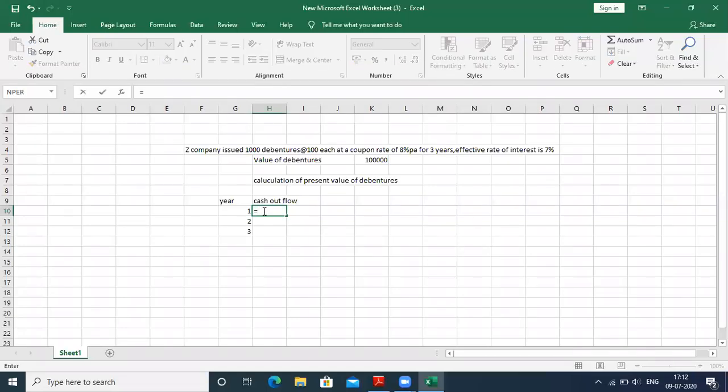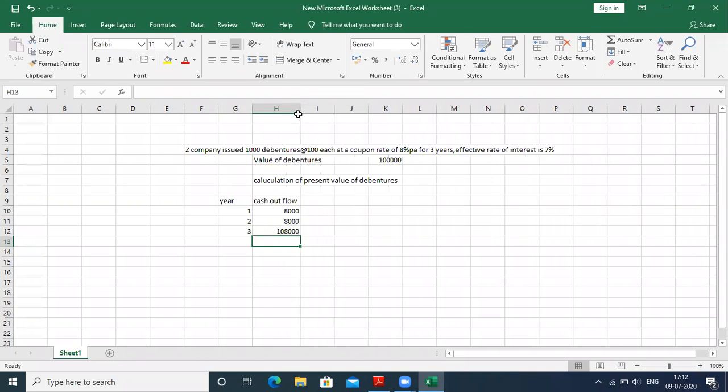So how much outflow will be? The total value of the debentures is 1 lakh. On that, the company is liable to pay a coupon rate of 8%. It means the company will be paying 8,000 rupees every year. So second year also they need to pay 8,000, and at the end of the third year they need to pay both principal plus interest. So here the principal amount will be the initial amount which they raised, that is 1 lakh, plus the interest amount, that is 8,000. So at the end of the third year they will be paying 1 lakh 8,000 rupees. So I hope this cash flow calculation is clear. Is this cash outflow clear?